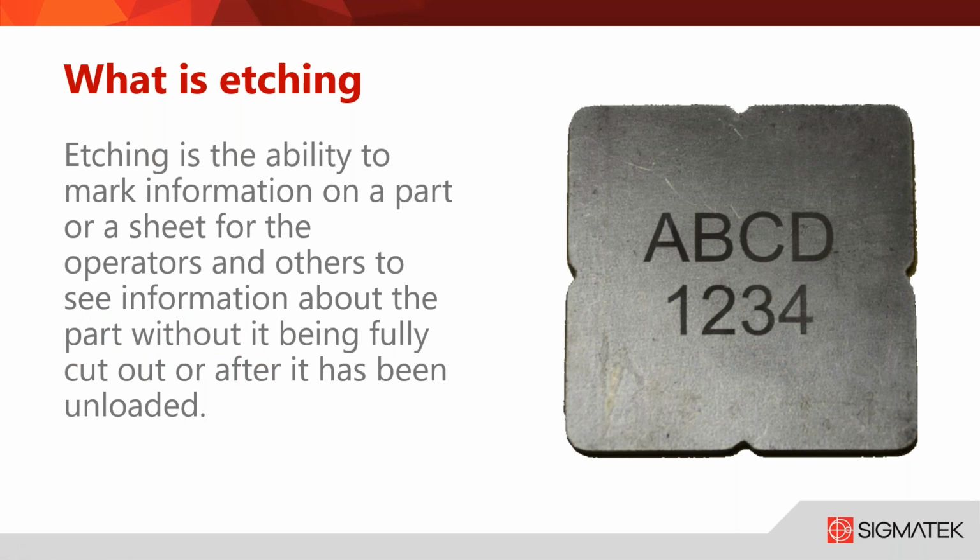So what exactly is etching? Basically etching is just the ability to mark information on a part or a sheet for operators and others to see. As you can see in the picture here, it's not going to actually cut through the part. It is just going to etch through a few layers on that material, so it can be seen on the part itself.